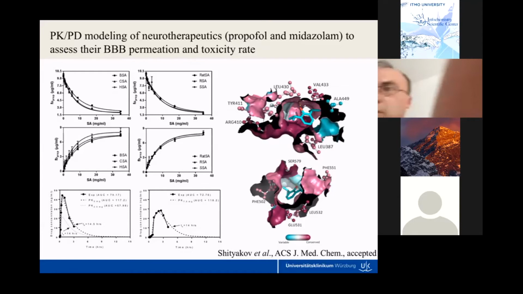And from this, one can also calculate so-called unbound concentration 50 or IC50, but it's not really IC50 because we use the cell-free system or animal-free system. And here on the right part of the slide, you see the interaction, also the crystal structure. You see the interaction of the propofol with the human serum albumin.